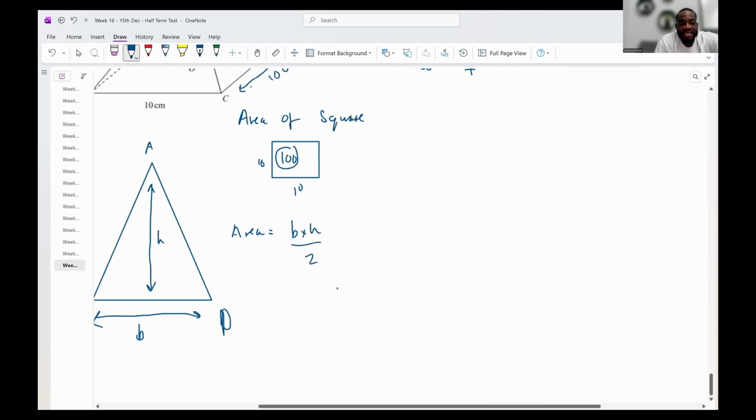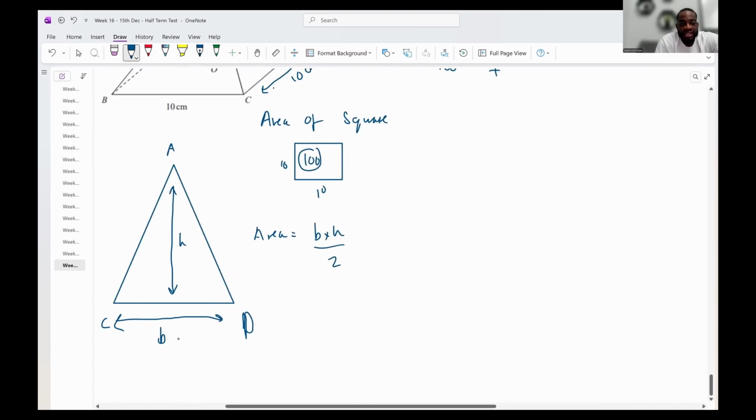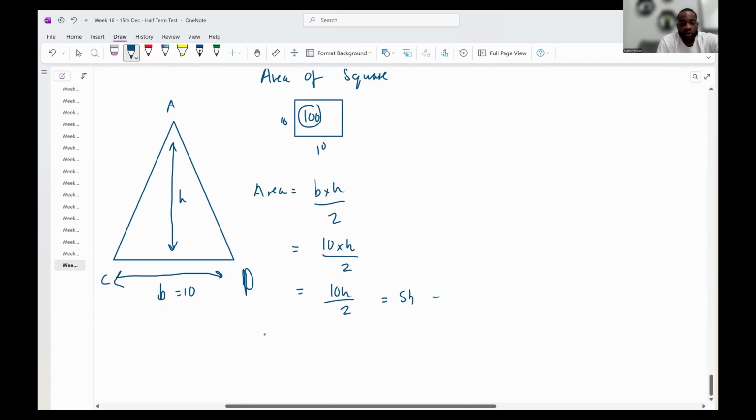So what I'm going to say then is that, based on that, we know that the base is 10. The area is going to be 10, the base, times by height divided by 2. That is going to be 10h divided by 2, which is 5h. Now, that is for one triangle. We can say that one triangle has an area of 5h. Do you guys agree? I want everyone to tell me yes or no. That one triangle has an algebraic area of 5h. Does that make sense?